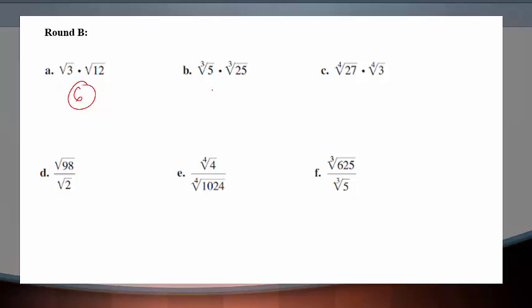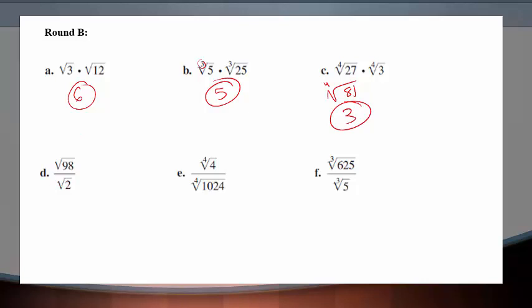All right, 5 times 25 is going to get you 125, and the cubed root of 125 is just 5. 3 times 27 is 81. And 81 is a perfect fourth power. It is 3 to the fourth.